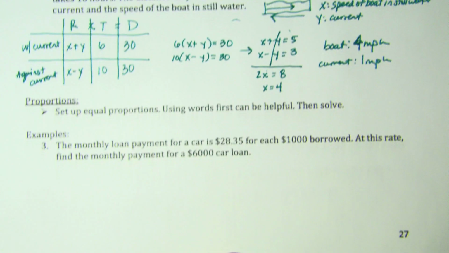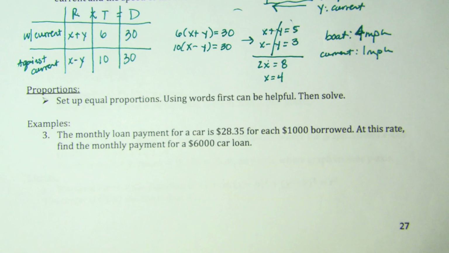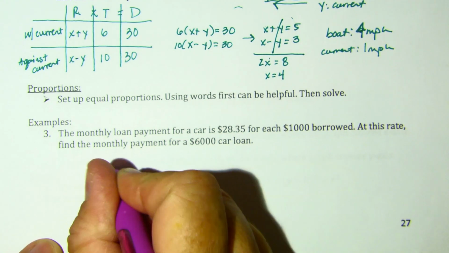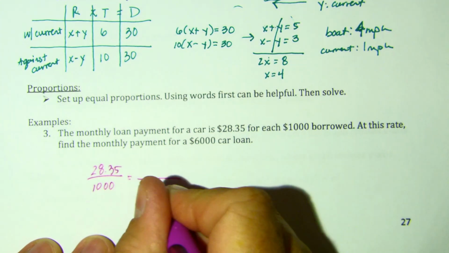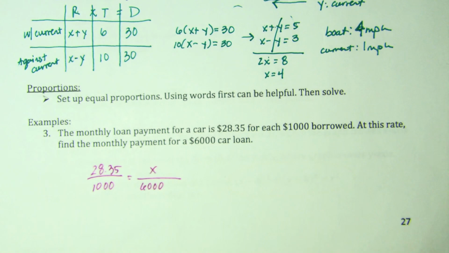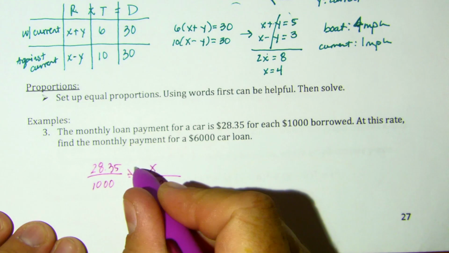All right, the next type of example we're going to look at is using proportions. It says set up proportions using words first, which can be helpful, and then solve. First example says the monthly loan payment for a car is $28.35 for each $1,000 borrowed. At this rate, find the monthly payment for a $6,000 car loan. So if it's $28.35 per 1,000, and we have a $6,000 car loan, and we want to find what the monthly loan payment would be, we can go ahead and cross multiply.